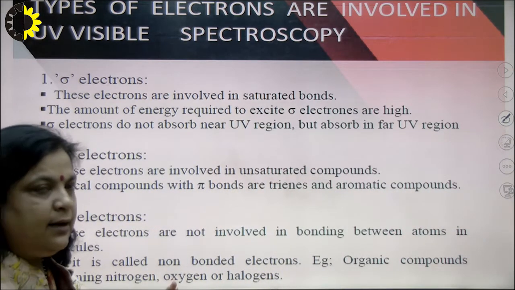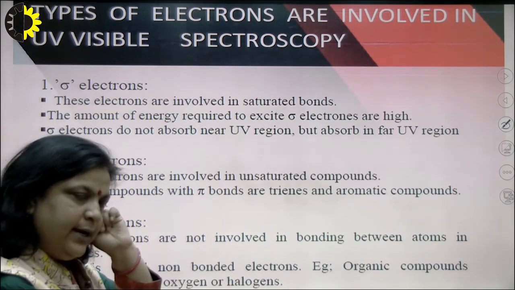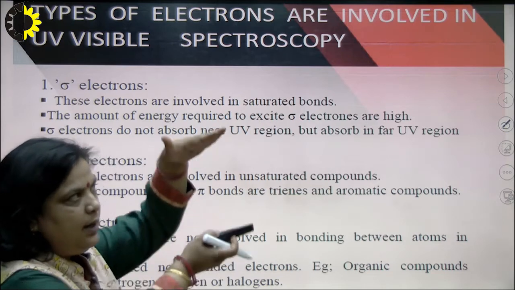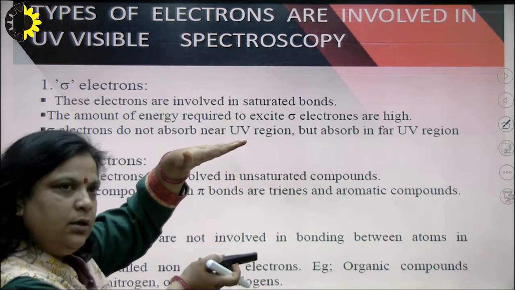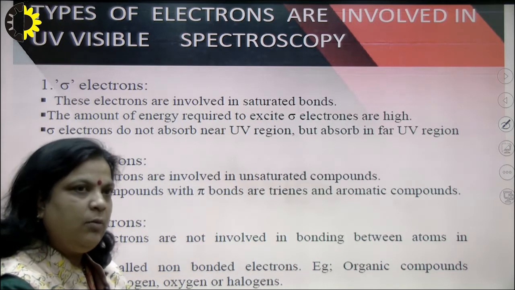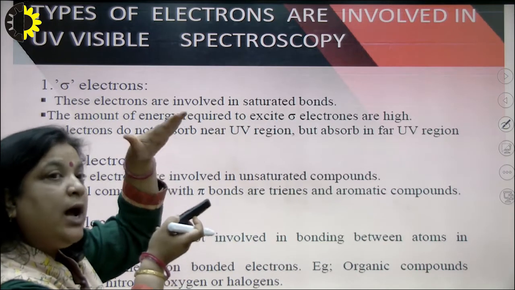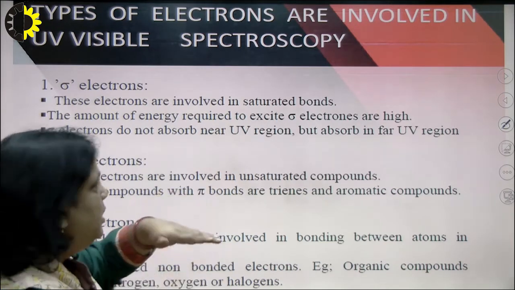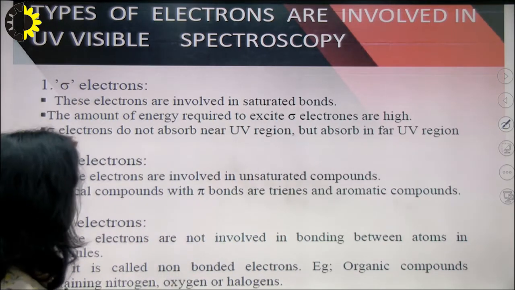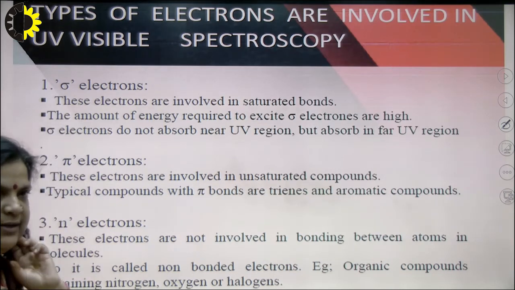I think it is clear that initially there is a lower energy bonding molecular orbital and a higher energy anti-bonding molecular orbital. The lower energy levels are HOMO, that is highest occupied molecular orbitals, and the higher energy levels are LUMO, that is lowest unoccupied molecular orbitals. So, initially there are 3 electrons: sigma, pi and n. Sigma, I think I have explained this.